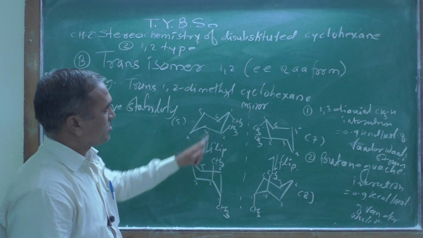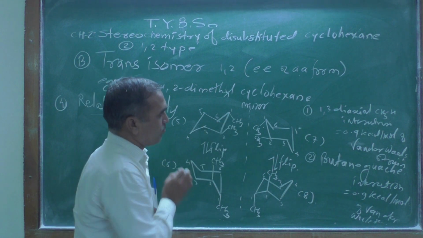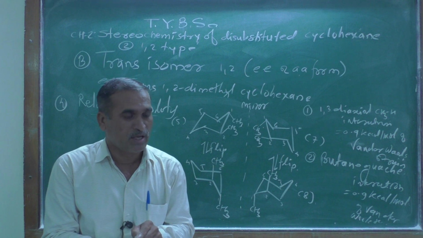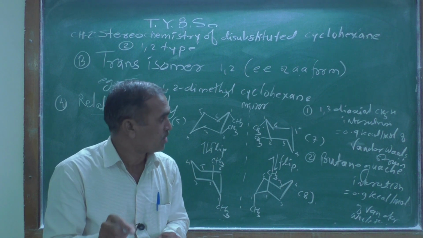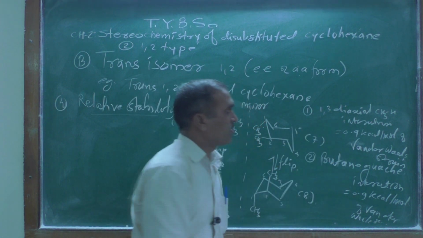Now look at structure number 4. What do you see here? This is the equatorial position, and as I told you, the equatorial position does not show 1,3-diaxial interaction.